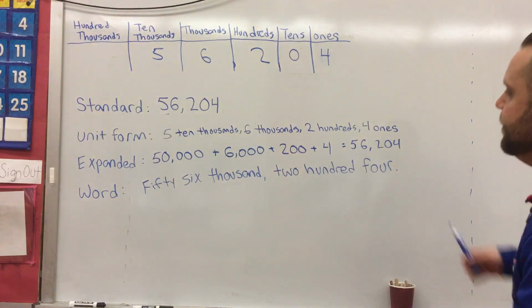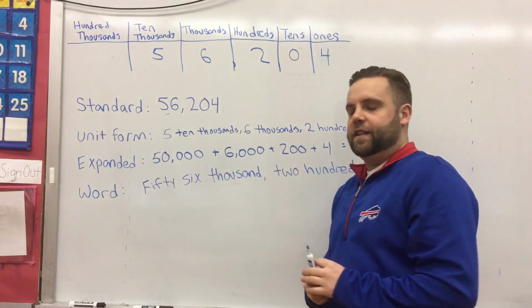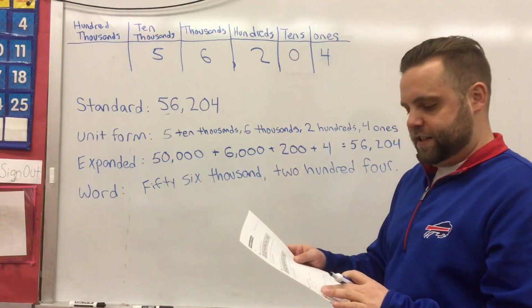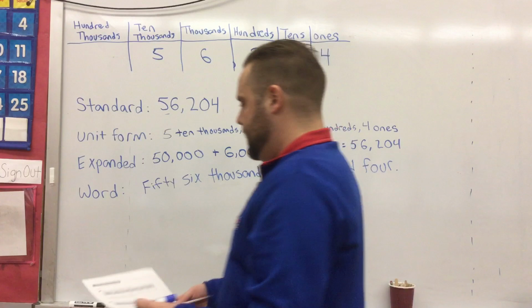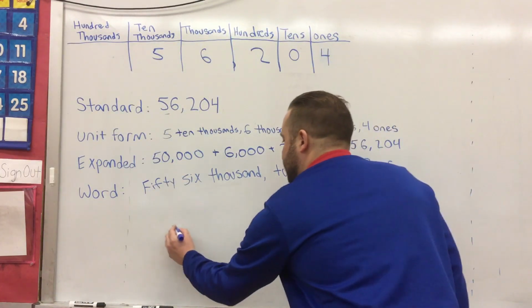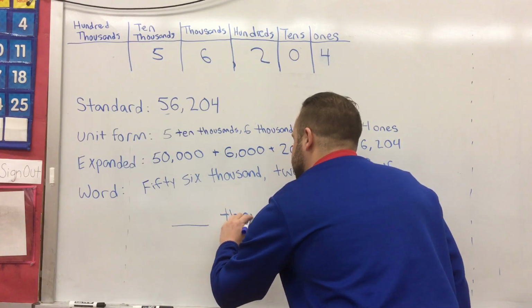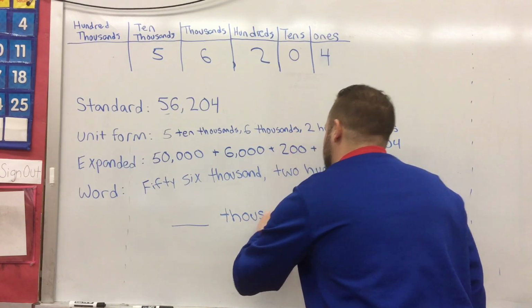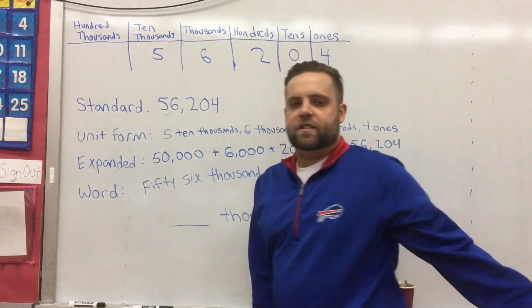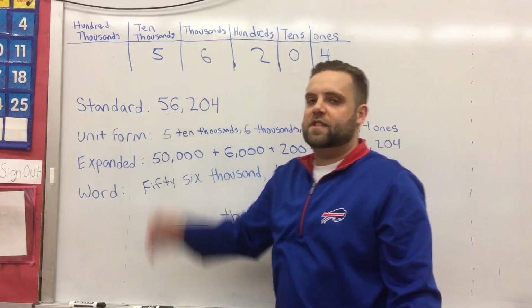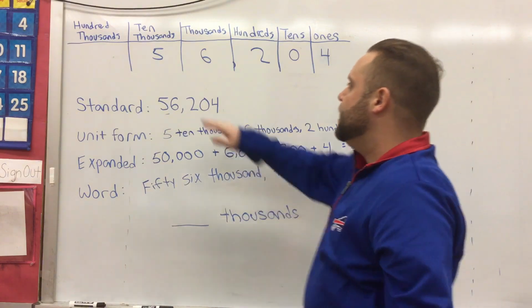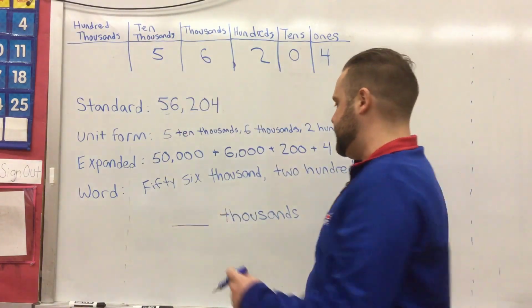So there is all the different ways they might ask you to express a given number. Now on the bottom section of this sheet, it says show different ways to make a number, and it has different units. Now, if I said to you, for this number, 56,204, how many thousands are there? Now, right off the jump, you might just say, well, there's 6 thousands. I know that because there's a 6 in the thousands place of the place value chart. But really, there's 56 total thousands.